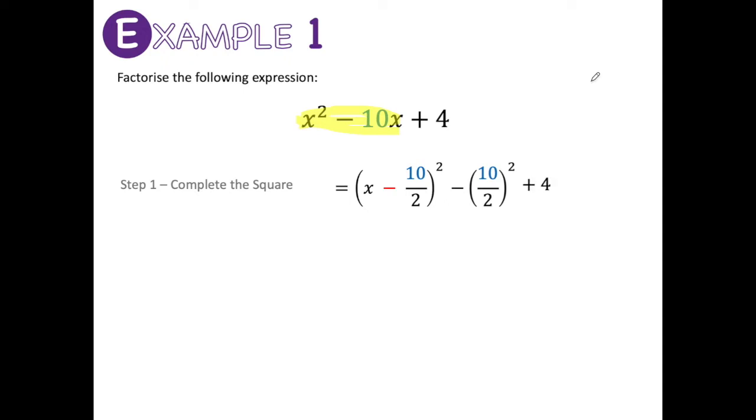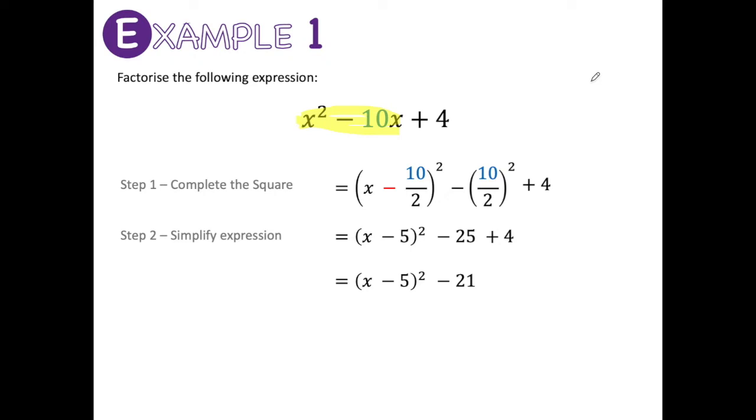Now that I've completed the square, I can go ahead and simplify the expression. 10 divided by 2 is going to be 5, so instead of writing 10 over 2, I can just write 5. So it'll be x minus 5 squared minus 25, because 10 divided by 2 is 5 and 5 squared is 25, plus 4. So that can be simplified a little bit further: x minus 5 squared minus 21.